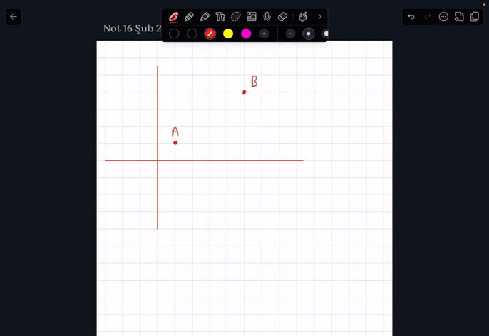So the way we do it is going to be like this. Let's draw the distance horizontally, the difference in distance, and the vertical distance difference. So this is 3, right? And this is 4 units. So we want to find the distance in here.